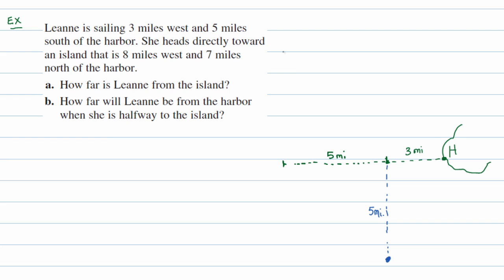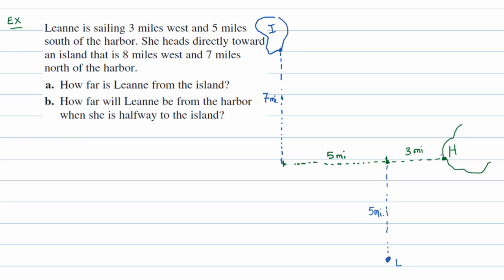And then 7 miles north. So let's use blue to start from here and go 7 miles north. It should be longer than 5, but shorter than 8. It might be something like this. So this is 7 miles. So let's see if we've drawn this correctly. Currently, Leanne is right here. Here is an island.